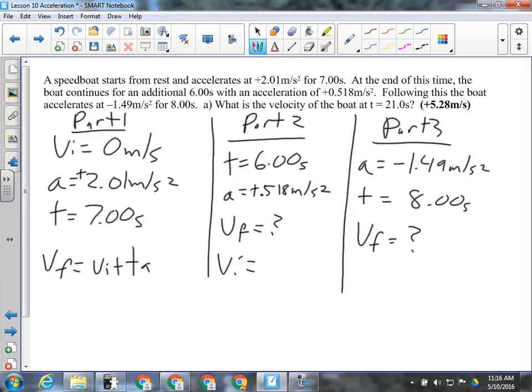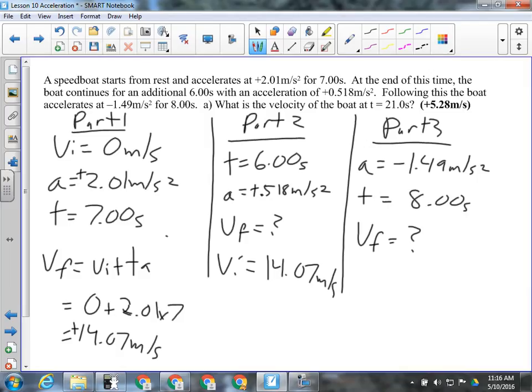So manipulating our formula for VF, we'll have 0 plus 2.01 times 7, right? Which should give us 14.14, is that right? 14.07. Okay, 14.07 meters per second, and that's positive. I bring that over here. That's how fast it was going at the end of part 1, so it's how fast it was going at the beginning of part 2.